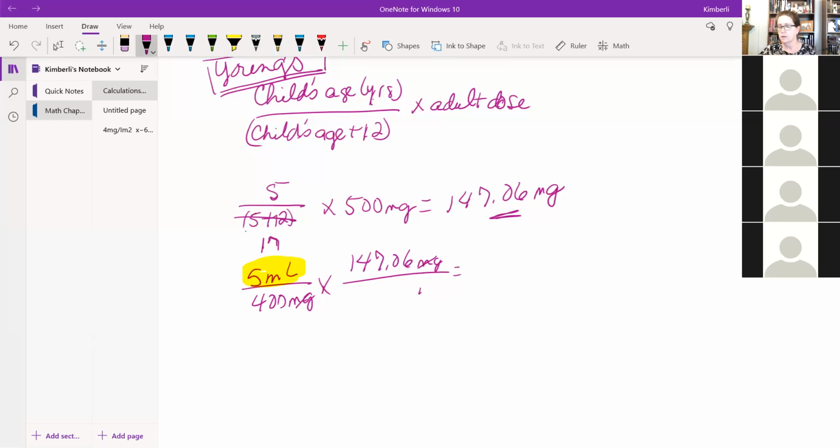Yeah, because it comes as that listed as its strength. Okay, so that's a clue. Okay, so 5 divided by 400 times 147.06 equals, and I get 1.83825, which they've rounded to 2 decimal places. So it's 1.84 milliliters.